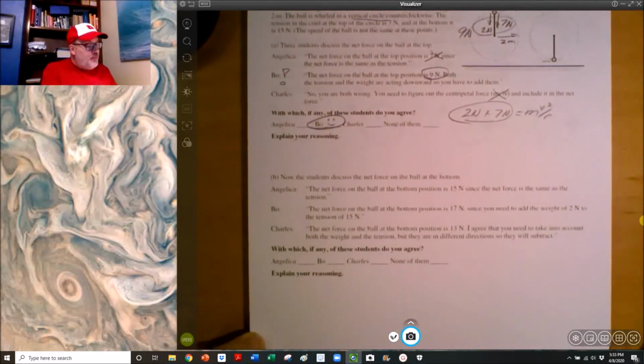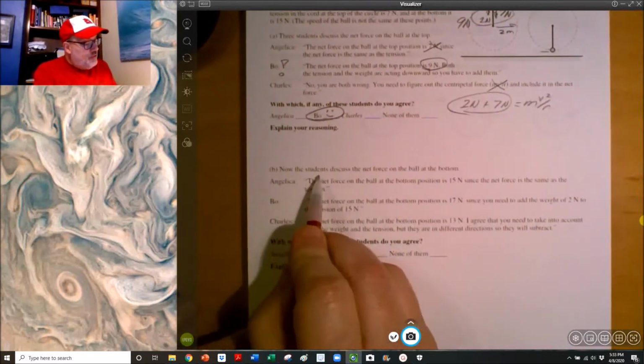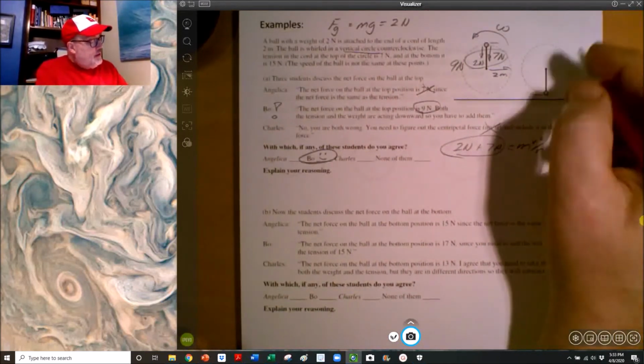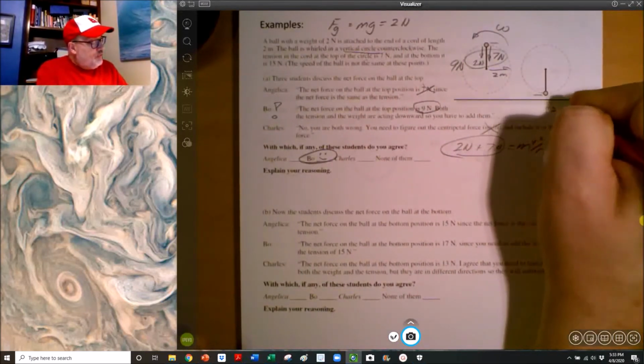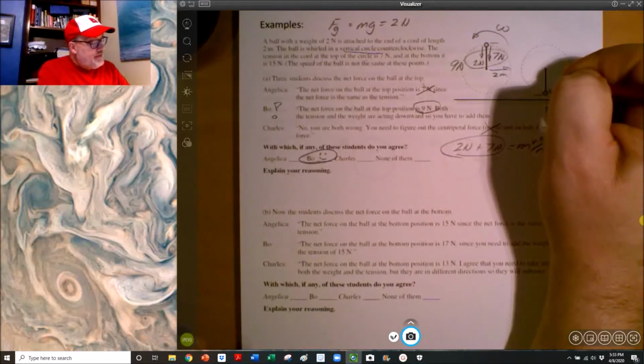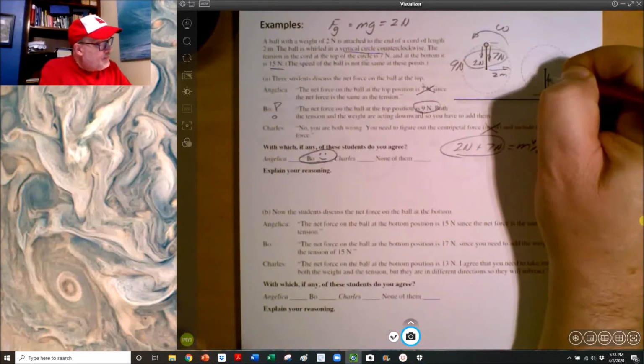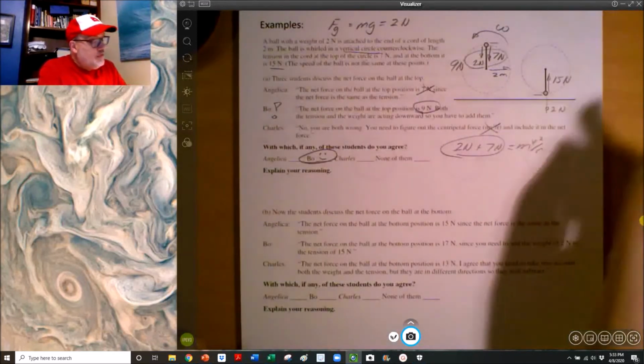So now let's look at part B. Now the students discuss the net force on the ball at the bottom. All right, let's go back. We have a weight force down, 2 newtons. And we have a tension, it says, of 15 newtons upward. 15 newtons. Okay, think about it for a second.